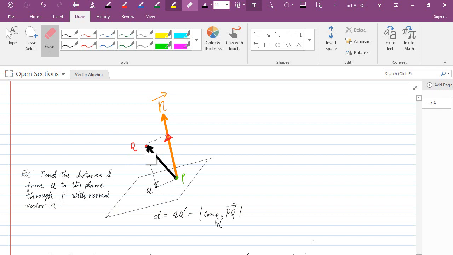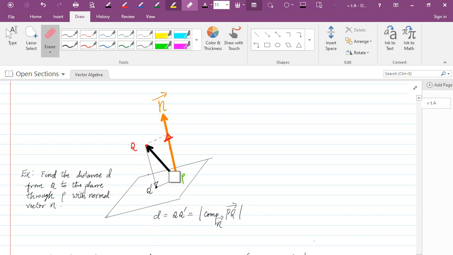So what do we mean by the distance from the point Q to the plane? Well, we mean the perpendicular distance, right? So from the point Q, if I make a perpendicular line onto the plane, then I get the point Q prime, and the distance then from Q to the plane is the length of QQ prime. So the distance is the length QQ prime.